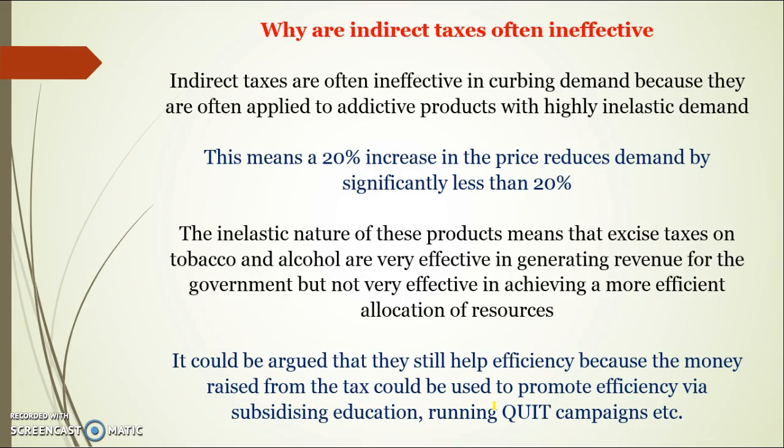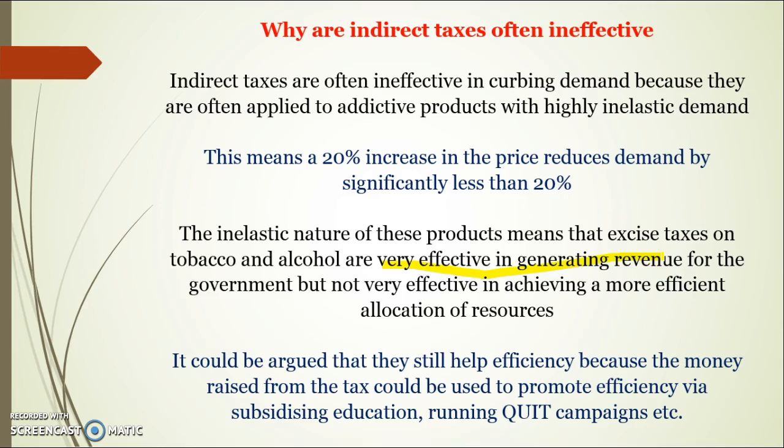Often indirect taxes are ineffective because they're trying to curb demand for these products, but they're on inelastic products, as for example, a 20% increase in the price will generally reduce demand by less than 20%. So the inelastic nature of these products means that excise taxes on alcohol and tobacco are very effective in generating revenue for the government because they collect a lot more tax because people still smoke and still consume alcohol, but they're not very effective in promoting efficiency because they don't limit the smoking and alcohol consumption.